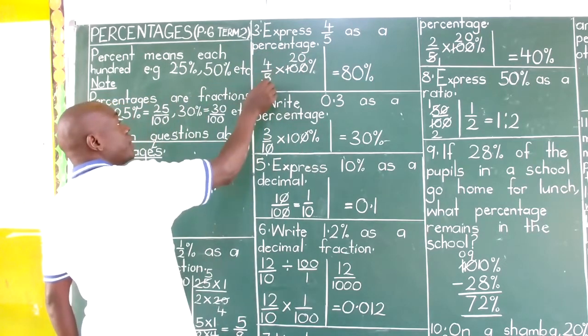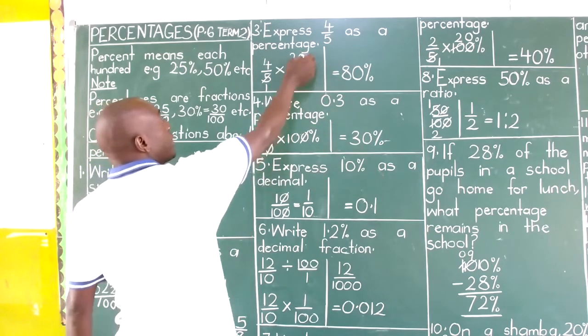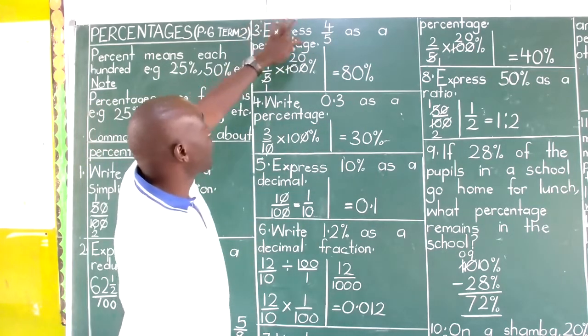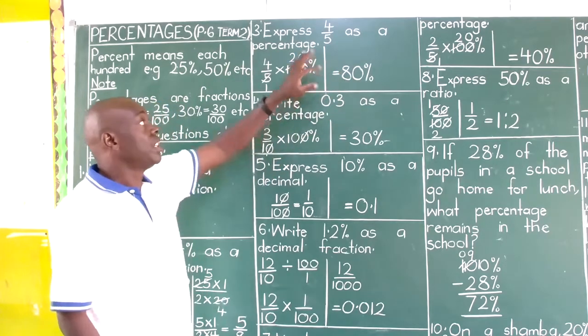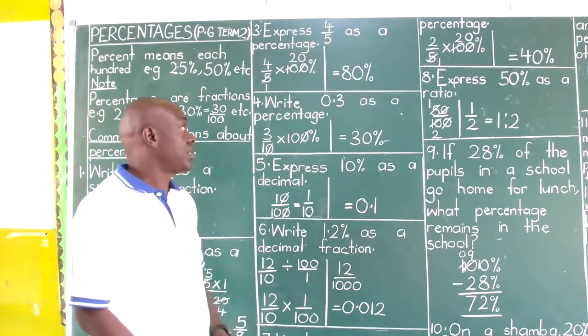So 5 by 5 gets 1, 10 by 5 you get 2, 0 by 5 you get 0. Then 4 times 20 is 80%. So 4 out of 5 expressed as a percentage, you get 80%.